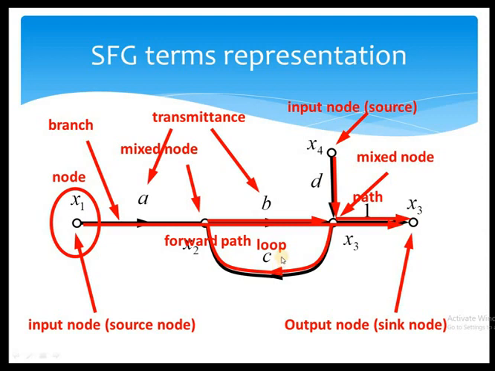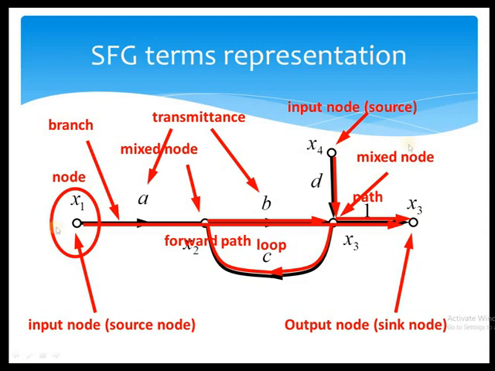This is an example of all the definitions which we already discussed in SFG. x1 is the input node or source node, and x3 is the output node or sink node. What about the mixed nodes? Mixed nodes consist of input and output signals. So this is a mixed node, and here is one more mixed node. And we have one more input node here, x4. Because it consists of only output signals, it is also considered an input node or source node. So in this SFG, we have 2 input nodes or source nodes, and only one output node or sink node.